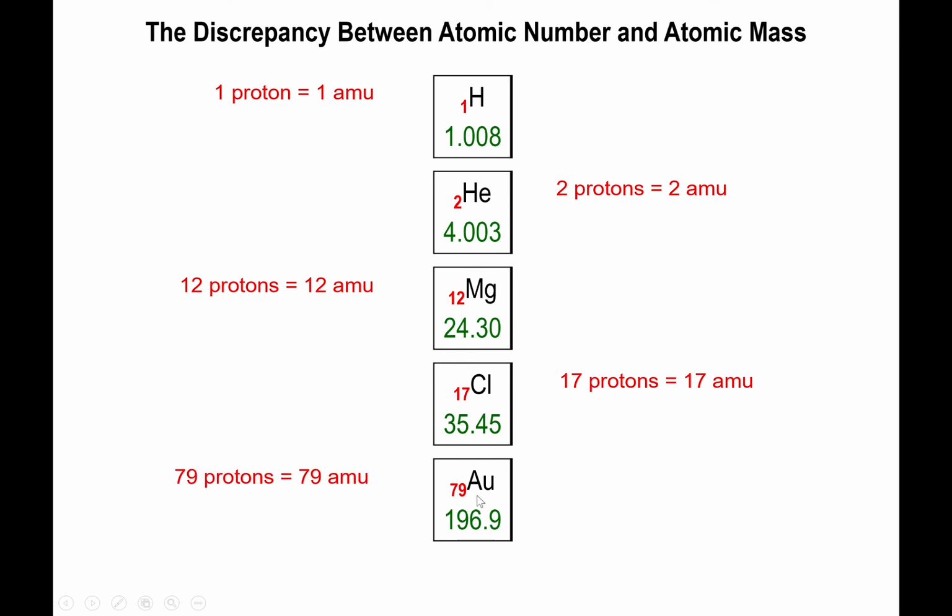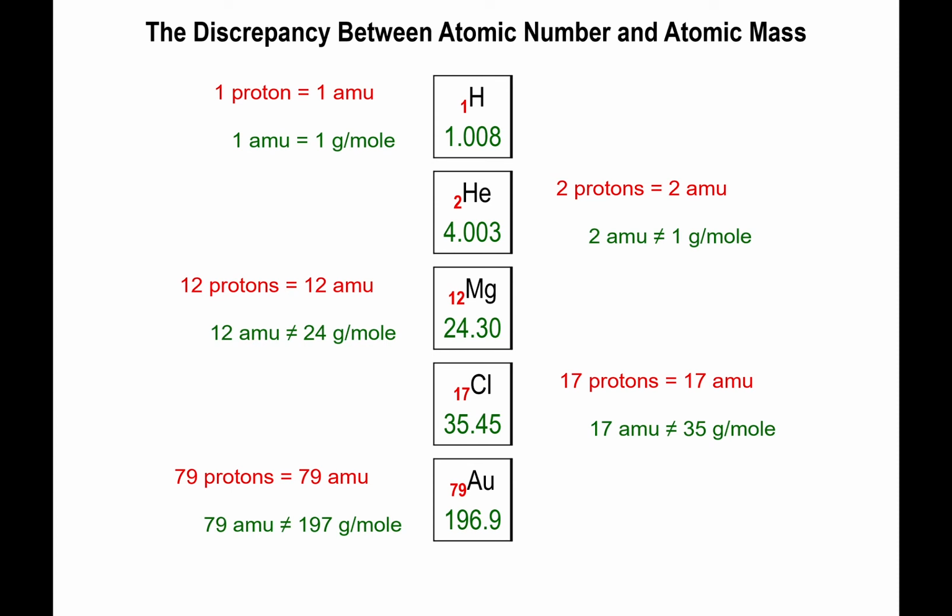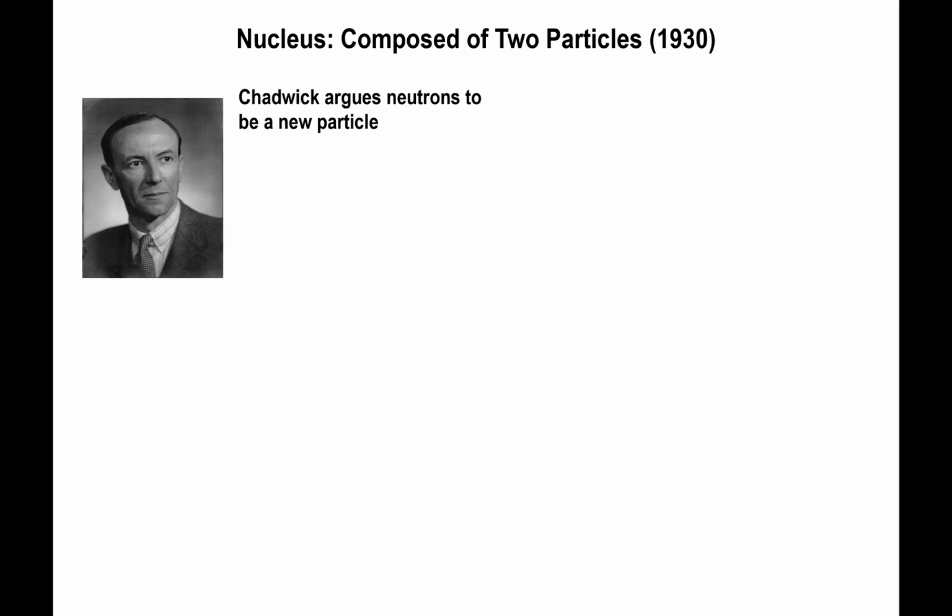So something is missing. What's actually missing is that we haven't accounted for all the particles present in the atom. There's one more particle that we haven't yet discussed, and Chadwick is the person who makes the contribution of determining what this particle is. Because the atomic masses are not lining up with the number of protons that the elements possess, Chadwick argues that there is yet one more particle within the atom that hasn't been identified yet.